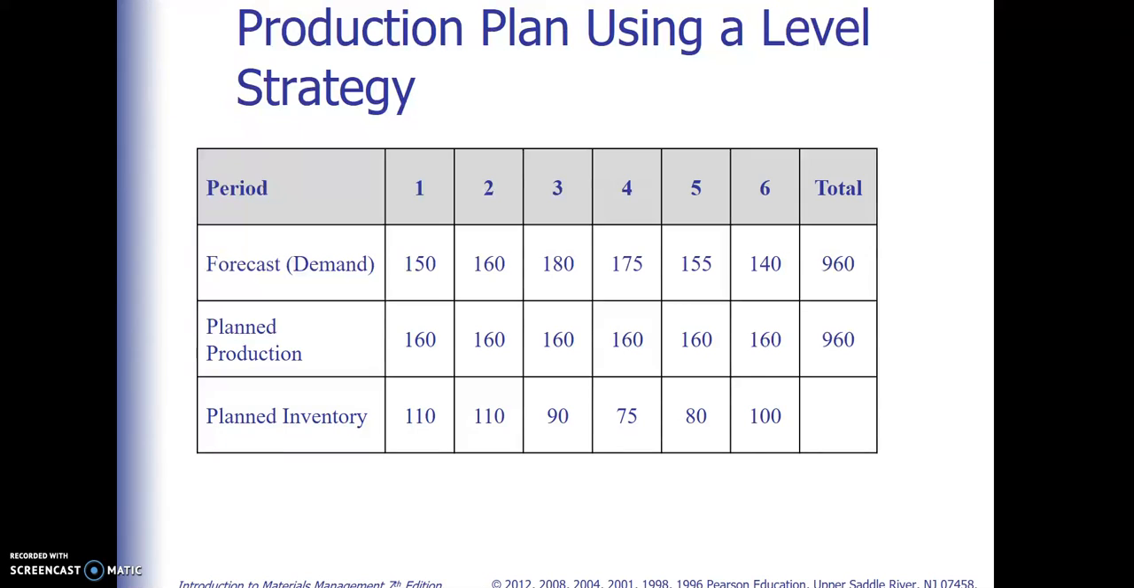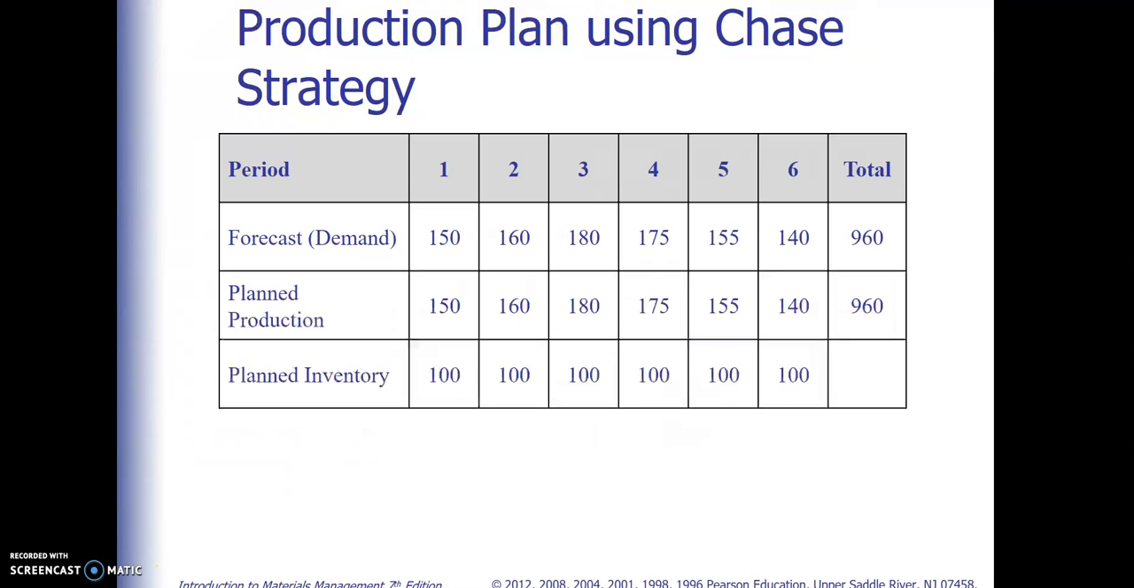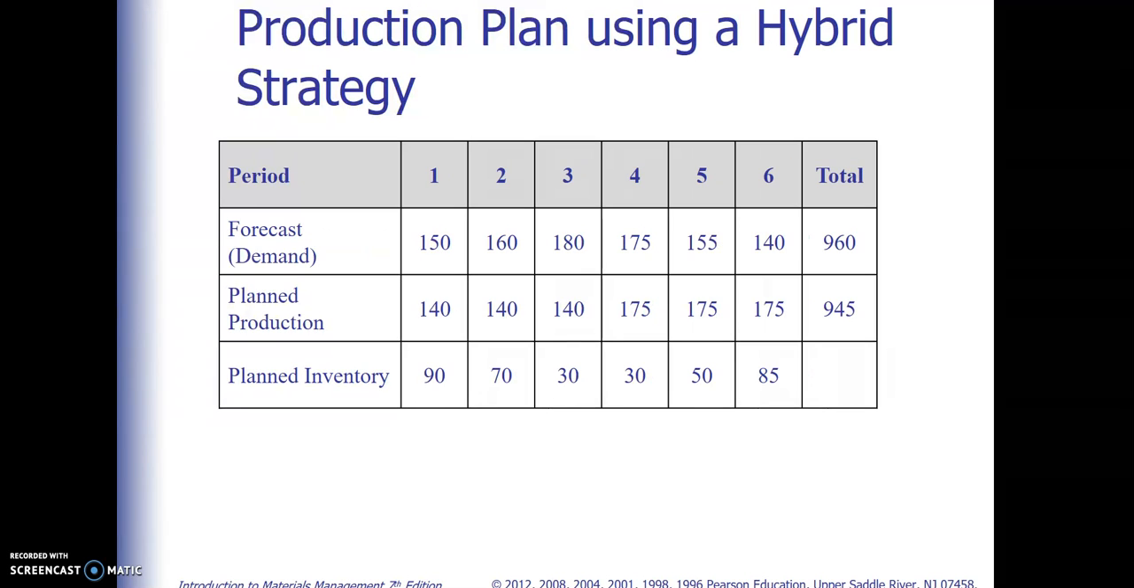When you're doing it using the level strategy, again, you can see your periods and the forecast demand, how much they're actually going to make, and the planned inventory. Here is that same production plan when using the chase strategy and using the hybrid.